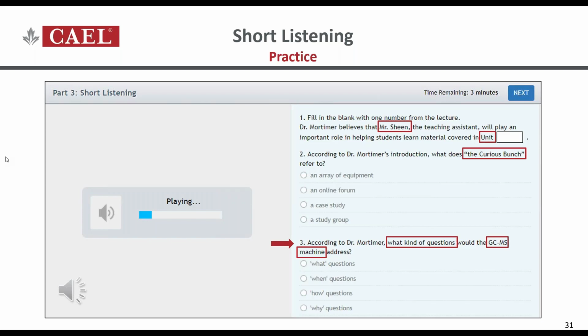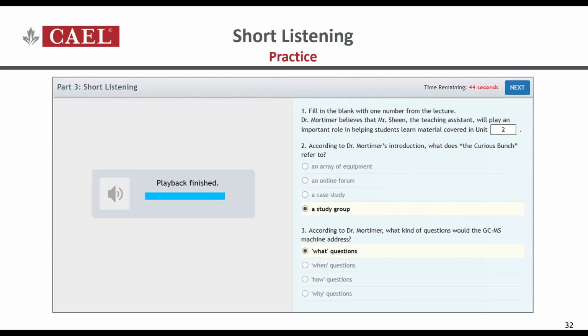Just one more time. Oops. Don't want him to play again. Yes, those are the correct answers there. And this is what it would look like when you have answered the questions on the test. So for number 1, you would have to write the number into the box or select it. And number 2 and 3 is just clicking the bubble, clicking the answer. So it's finished. Okay, and let's move on.